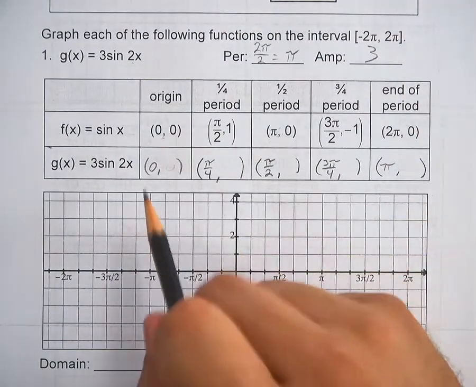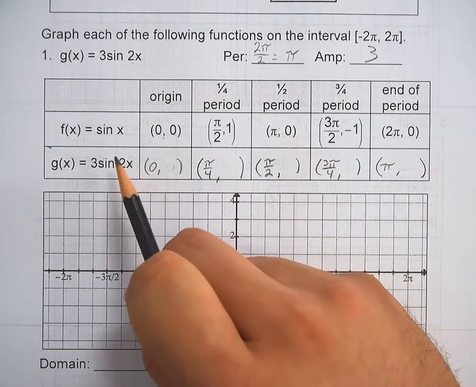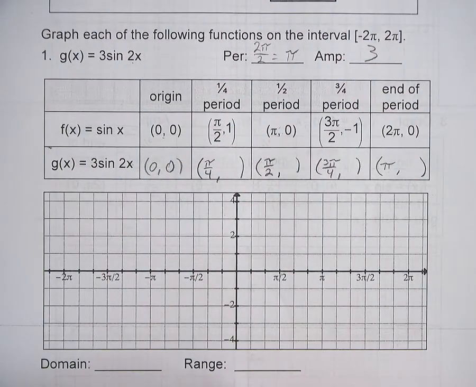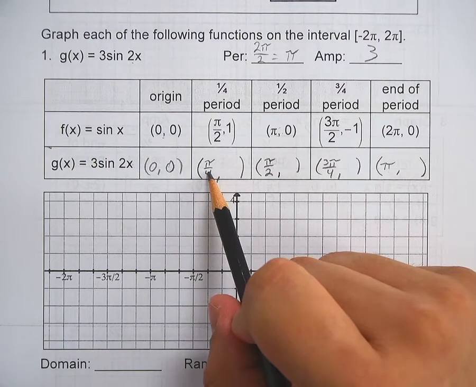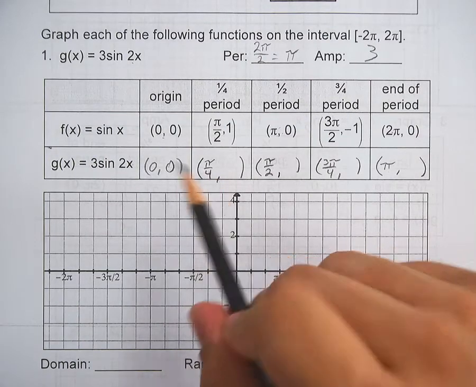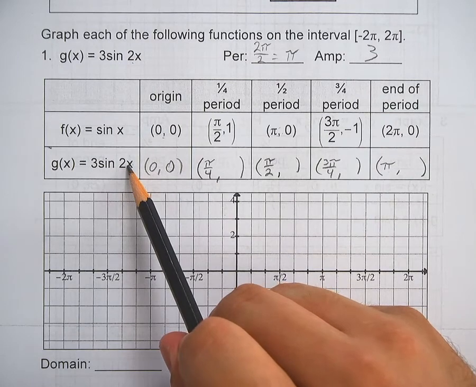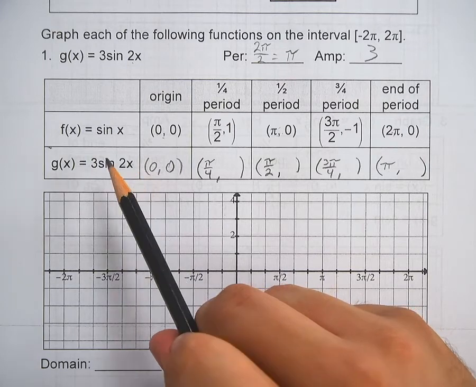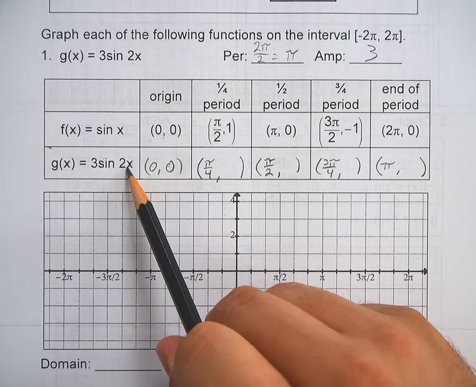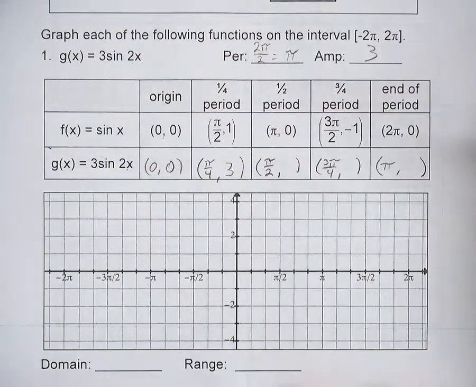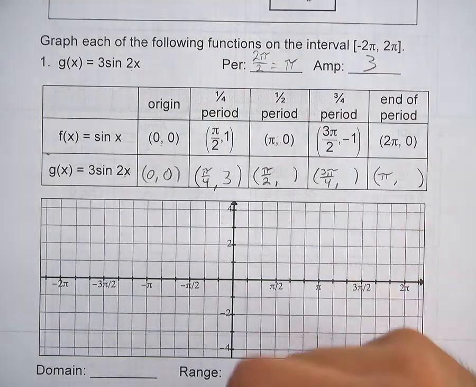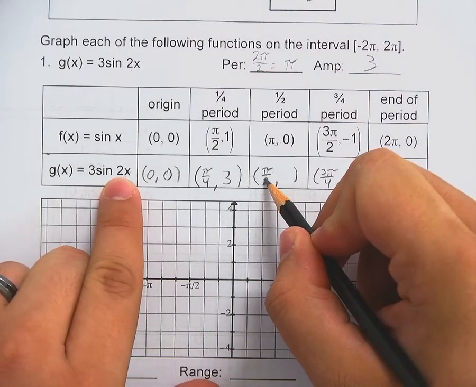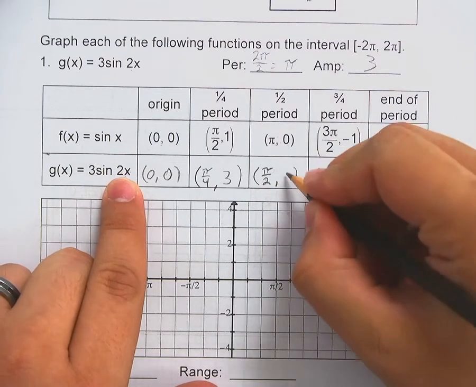Okay? If I plug a 0 in here, 2 times 0 is 0. The sine of 0 is 0 times 3 is 0. All right? Say I plug pi over 4 in here. Ooh, pi over 4. So 2 times pi over 4 is 2 pi over 4, or just pi over 2. The sine of pi over 2 is 1 times 3 is 3. What if you plug a pi over 2 in here? Well, 2 times pi over 2 is pi. The sine of pi is 0 times 3 is 0.